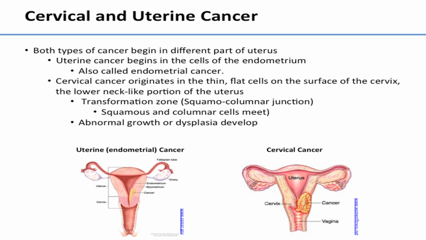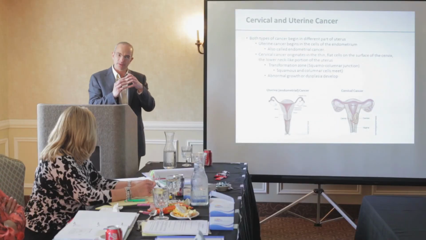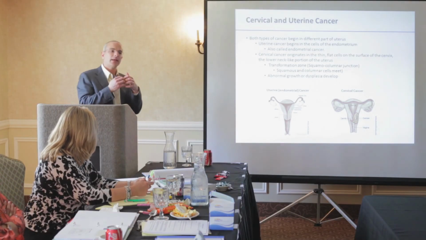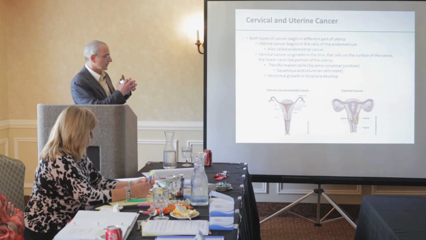So cervical cancer then originates in thin, flat cells on the surface of the cervix. And there's this interesting information here, the transformation zone, a squamo-columnar junction where two cell types come together, and that too seems to be a very hot spot for cancers to occur in cervical cancer.